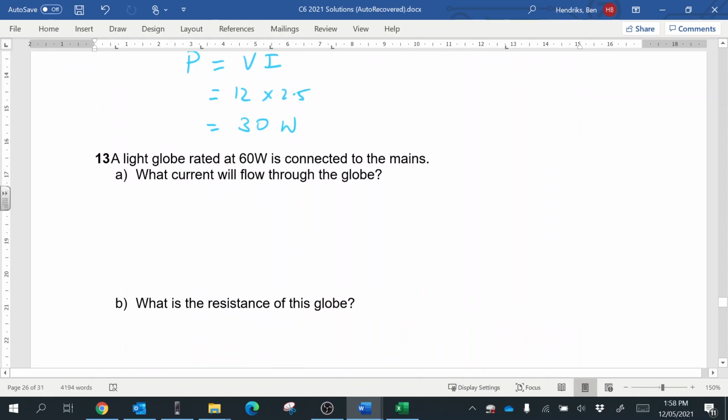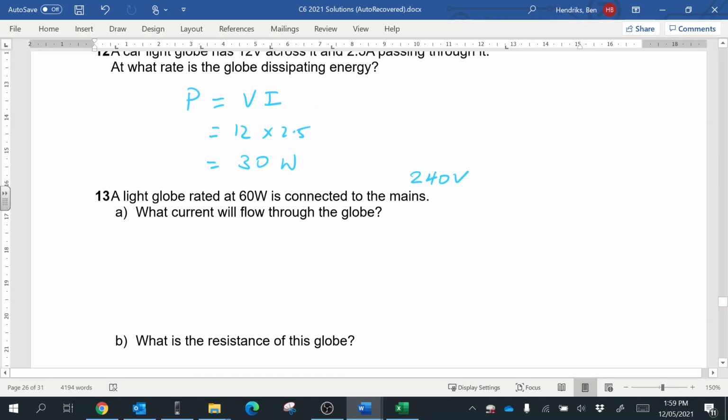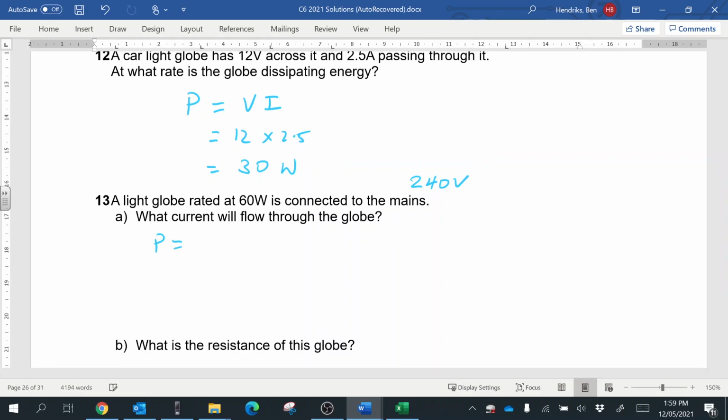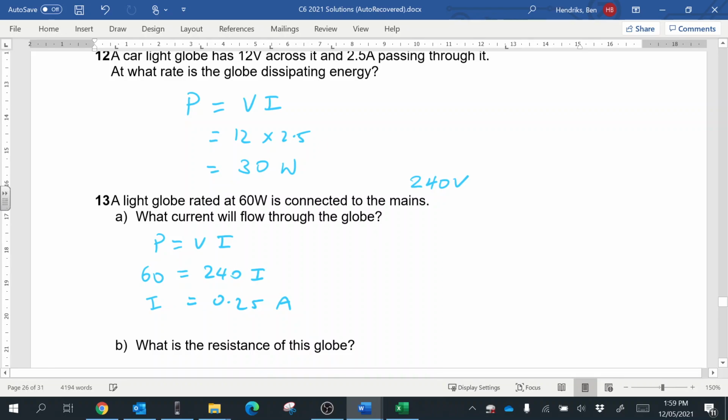A light globe rated at 60 watts is connected to the mains. What current will flow through the globe? One of the things that we say is that mains is equal to 240 volts, so that helps. We can use the equation above as well. So we have P equals VI. Then we have 60 watts is equal to 240 times I. So that means that I is going to be equal to 0.25 amps. When we divide 60 by 240, we get 0.25.